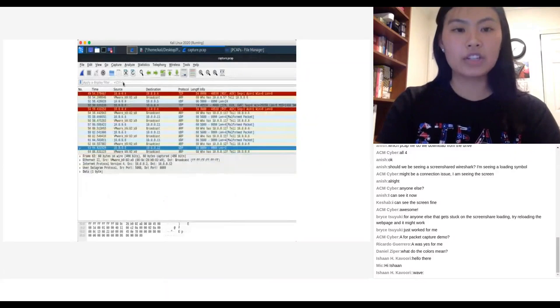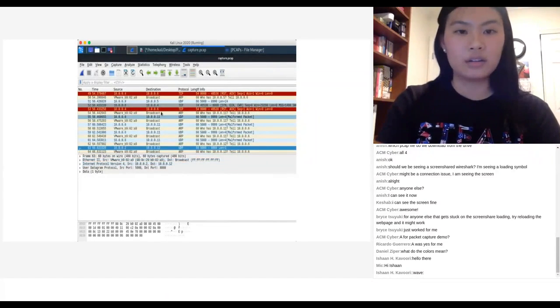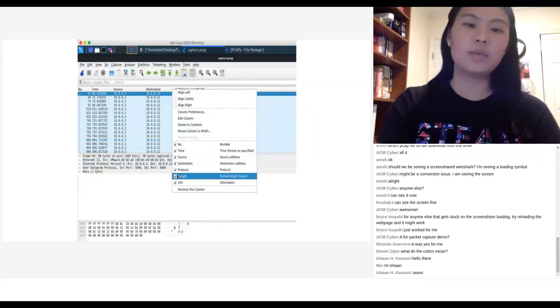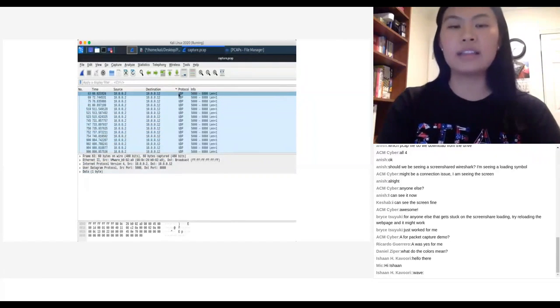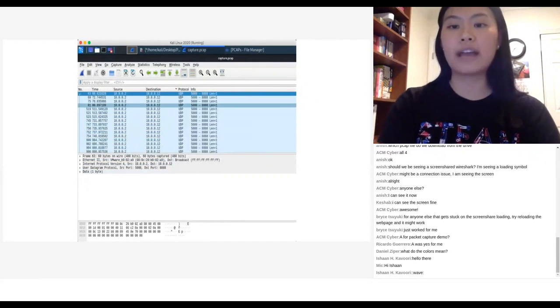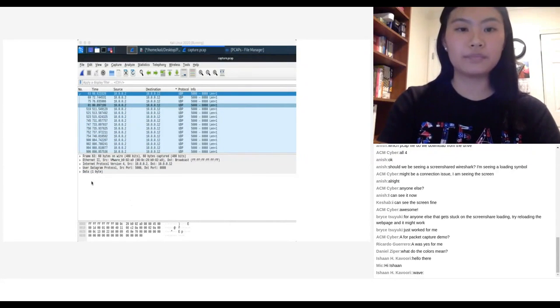And then you can change the columns. For example, let's say I don't want length. I can save that, and the next time I open Wireshark with the profile that I have, I can have it already pre-populated.